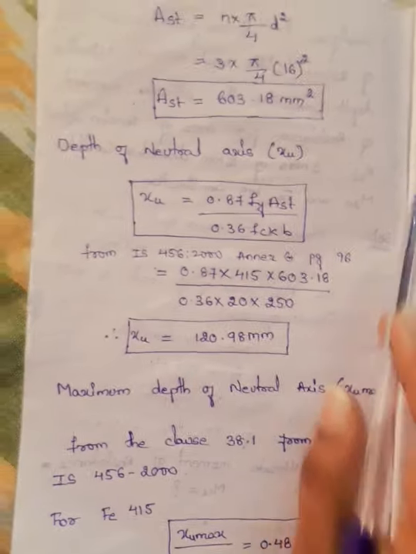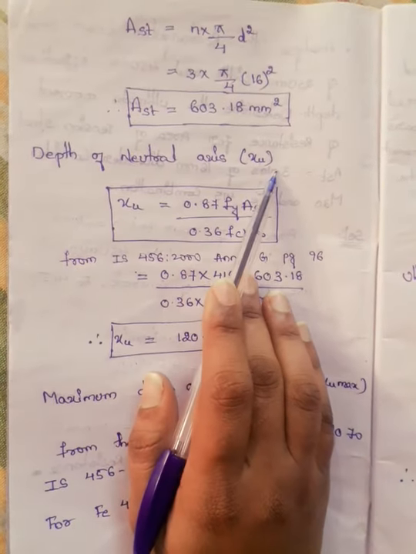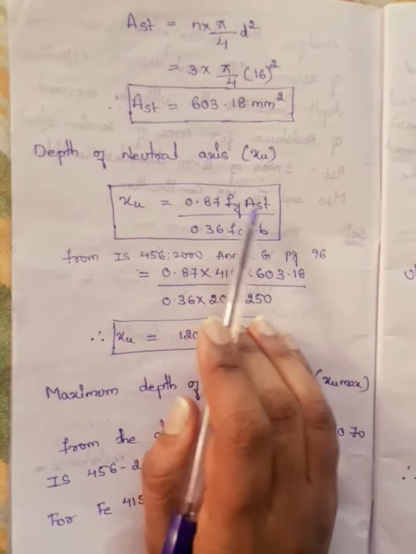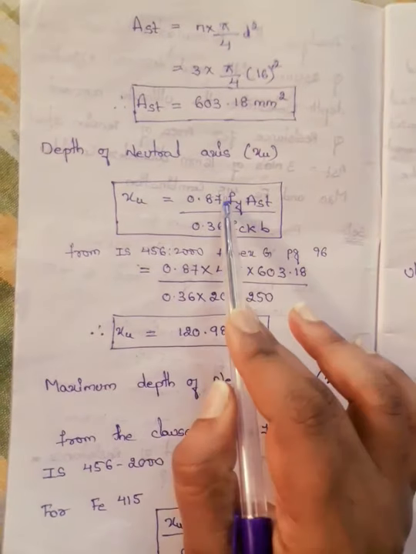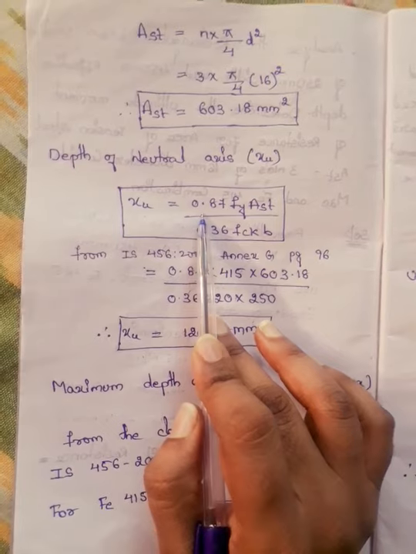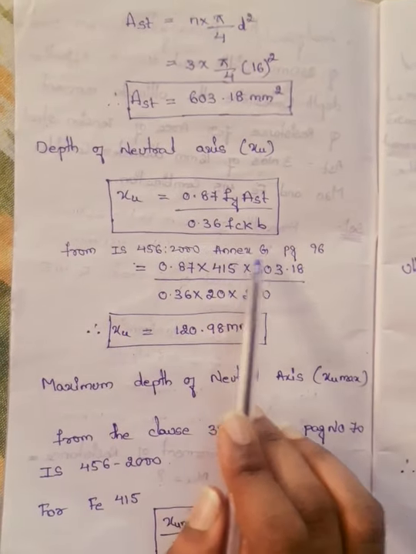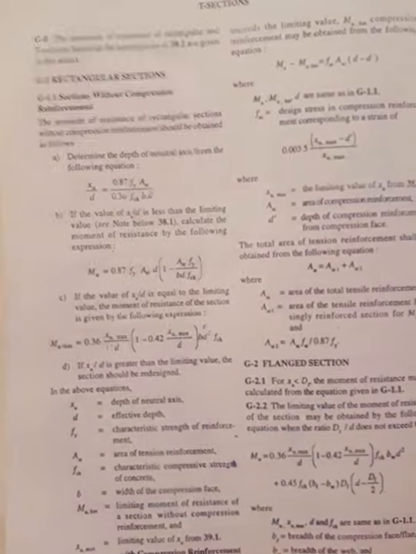So we'll see that. Now depth of neutral axis xu. xu is equal to 0.87 fy Ast by 0.36 fck b. You can get this formula from our code book, from page number 96 of our IS 456, IS 456 2000 Annex G page 96. If you want, I can show that. So see here.